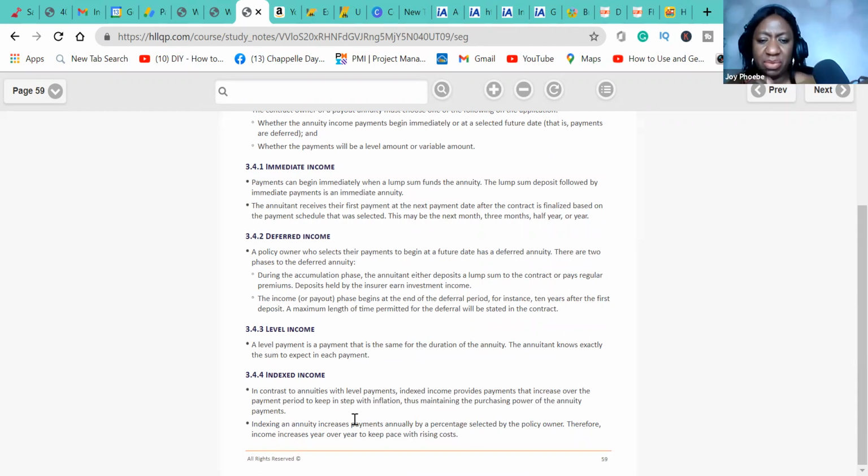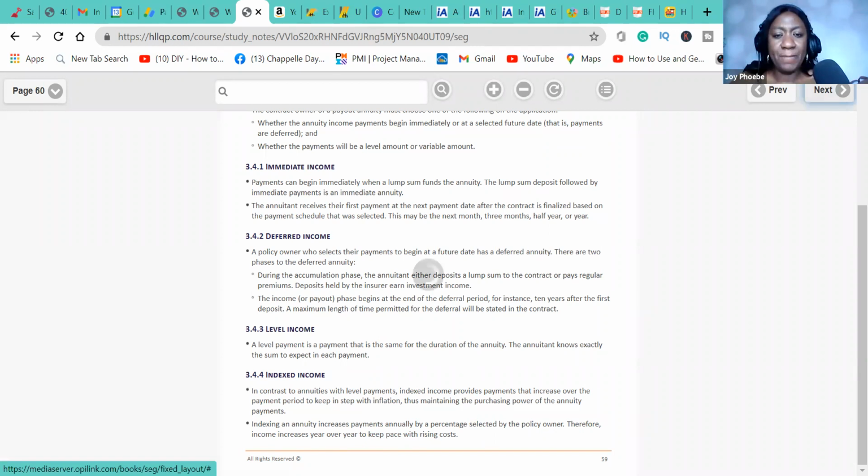as an annuity with level payments, indexed income provides payments that increase over a period of time in order to track inflation. Right now in Canada, inflation is at a rate of 2.4%. If you have a level income, the purchasing power of your money may not be the same next year compared to what it is this year. So indexed income allows your income to track what is happening with inflation and so on.